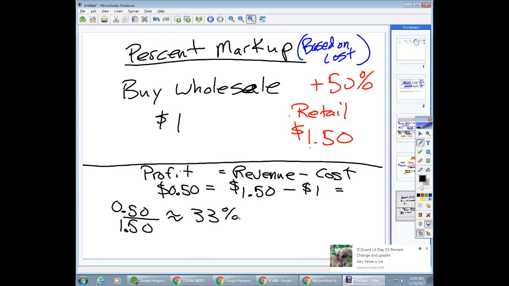So I'm going to sell more than one pen, I hope. I'm going to sell a whole bunch of stuff. If I marked everything up based on that 50% idea, that's 50% based on the wholesale, right? Based on the cost. Here, that 33%, is that based on cost? Is this number cost right there? What's the $1.50 represent? It's not cost, it's what? It's revenue, yeah. This is percent markup based on revenue.